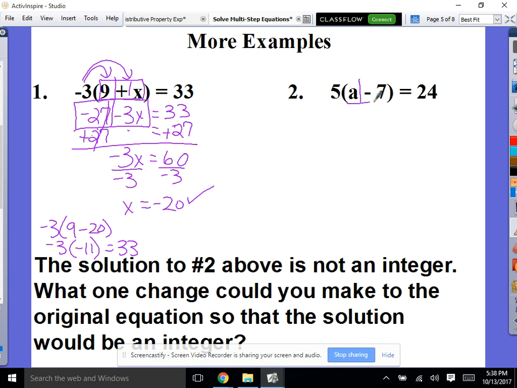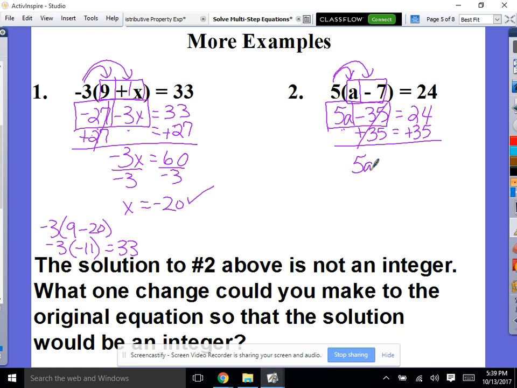Box in your terms inside of the parentheses. Multiply by what's outside. 5 times a is 5a. 5 times negative 7 is negative 35. No like terms: variable, constant, constant. Only one variable, we can't eliminate it, so we have to eliminate the constant by doing the opposite. So we're going to add 35 to each side of the equation.